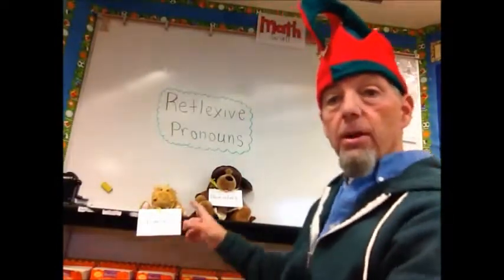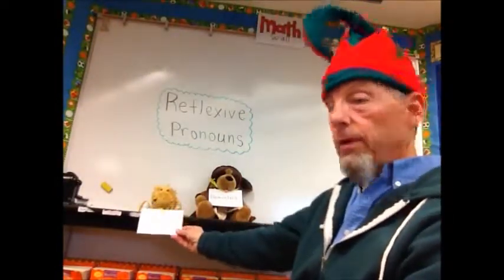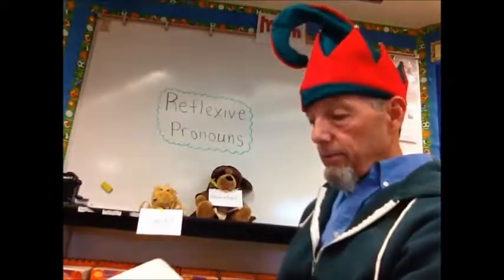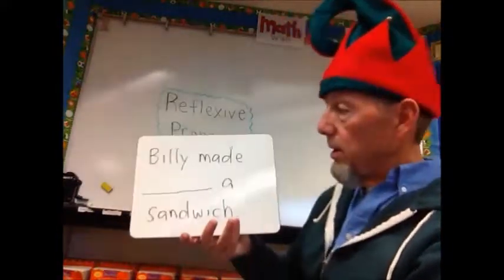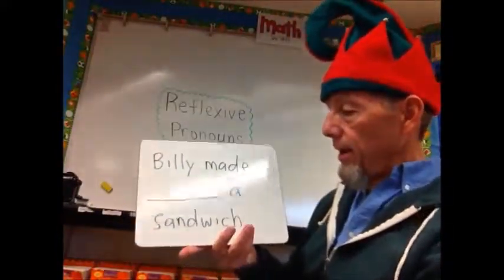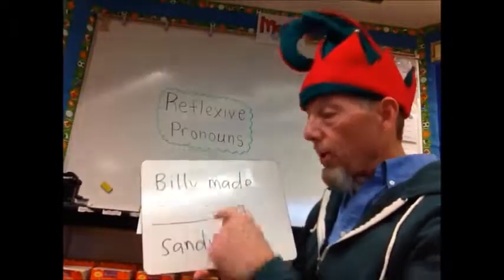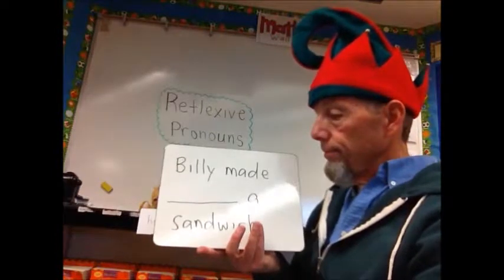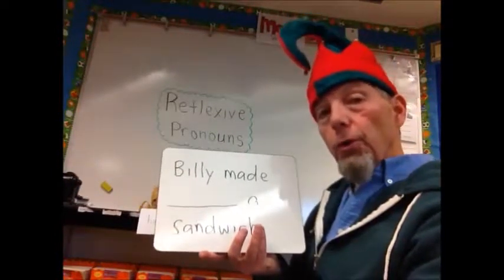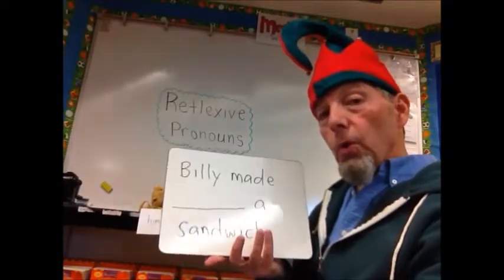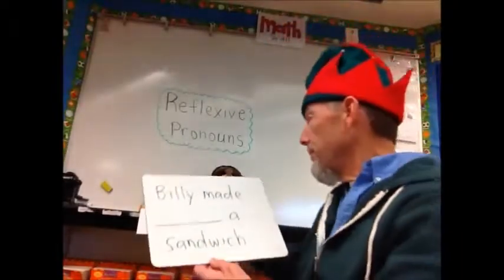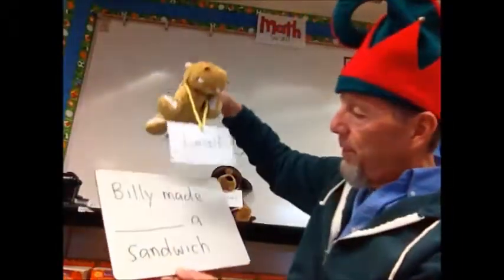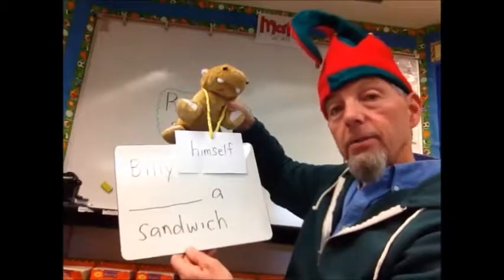Okay, here's our choices. I don't know if you can see these. This says himself. This says themselves. Which one of those goes here? Billy made blank a sandwich. What word can I put here that refers back to Billy? Time's up. Himself. Billy made himself a sandwich.